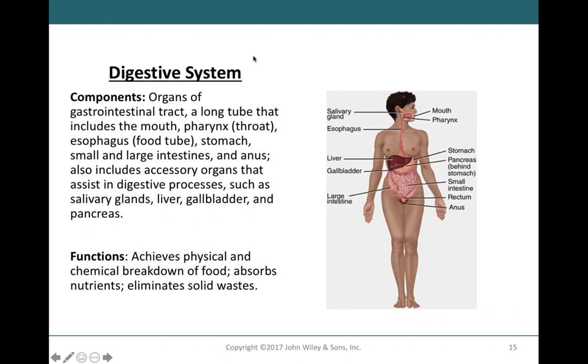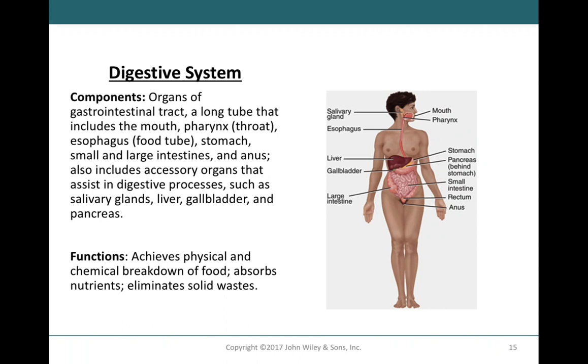The digestive system is our next one, and I think the digestive system is a very interesting system. The different components of the digestive system, as I've already talked about earlier in this class, essentially make up this really long tube. It leads from the mouth all the way to the anus. So the mouth, the pharynx, that's known as the throat. The pharynx allows food to pass through it and takes food into the esophagus once we swallow. The stomach, small and large intestines, and the anus are all parts of the digestive system.